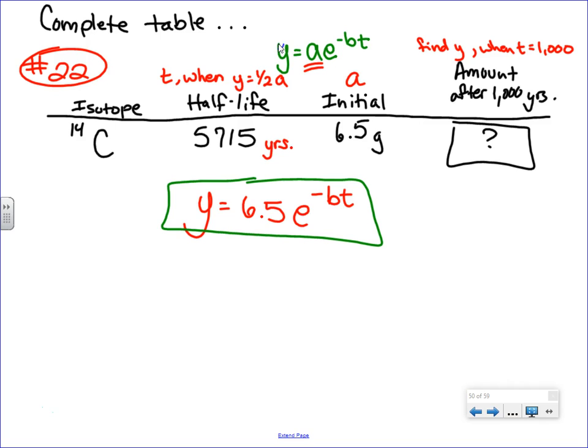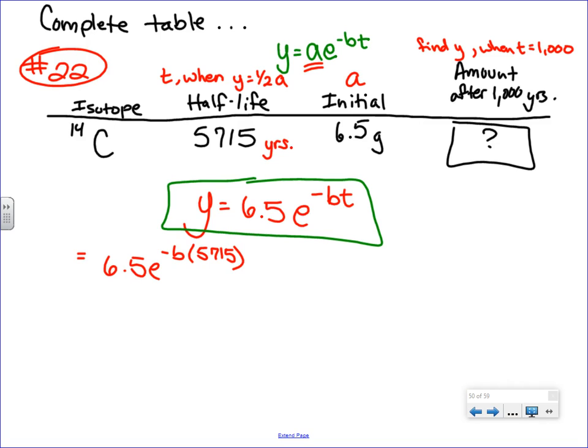Now I say, given this column, this one, guys, is just the name. No big deal, it's just identifying who this is. No numbers to plug in, we're not putting carbon 14 in there at all. We're saying it's for him. What can I plug in for this one? I can plug in t, so I have 6.5, e to the negative bt, I don't know b, there's no b anywhere. All right, 5,715. Anything else I can plug in?